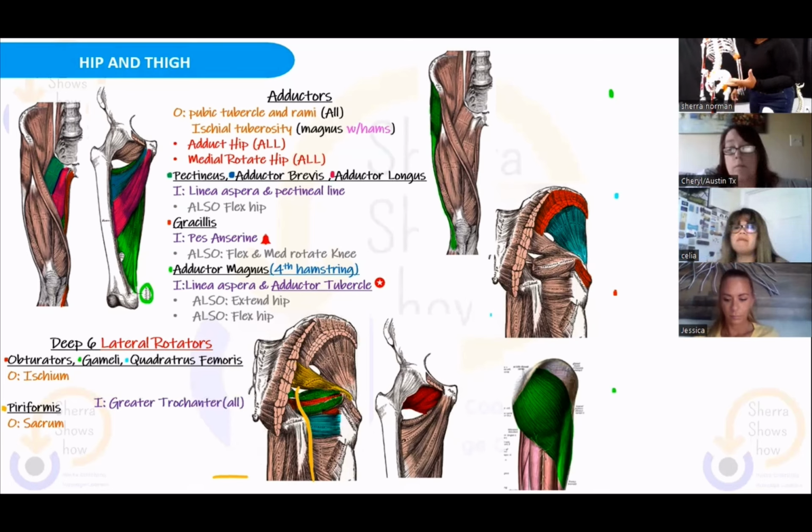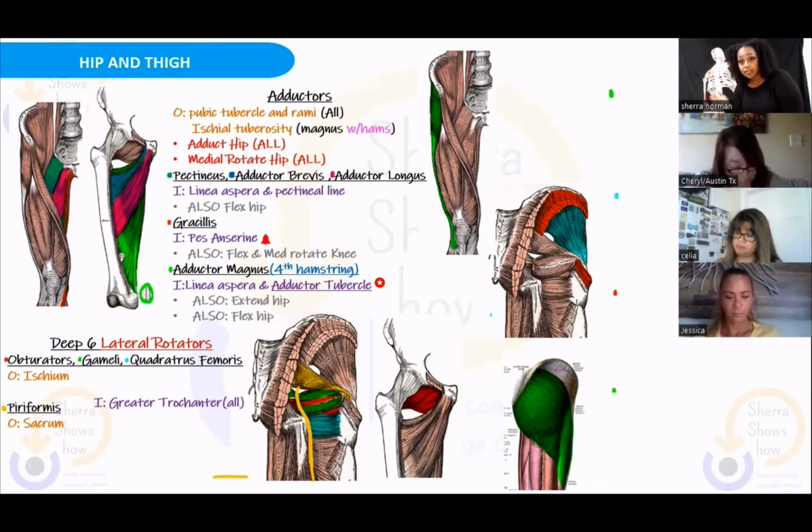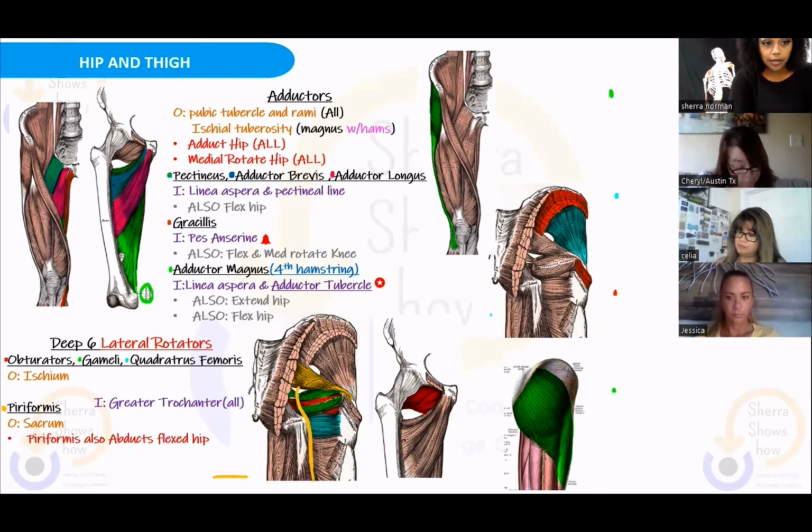So the deep 6 lateral rotators are deep in the hip. They start on the ischium. They insert on the greater trochanter. Piriformis starts on the sacrum, okay? And all of them do what? They're the deep 6 lateral rotators. They lateral rotate. That's it.